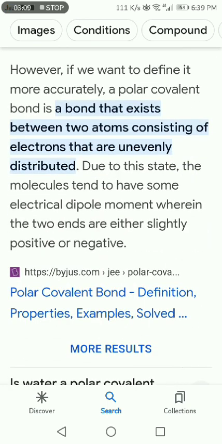However, if we want to define it more accurately, a polar covalent bond is a bond that exists between two atoms consisting of electrons that are unevenly distributed. Due to this state, the molecules tend to have some electrical dipole moment, wherein the two ends are either slightly positive or negative.